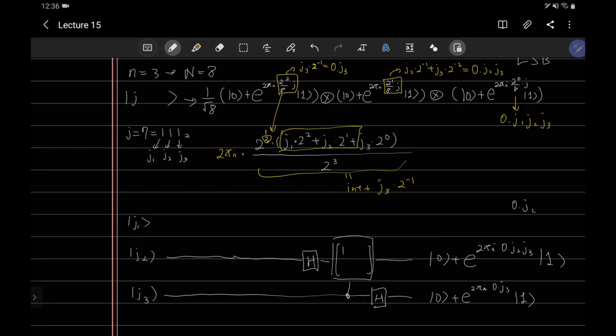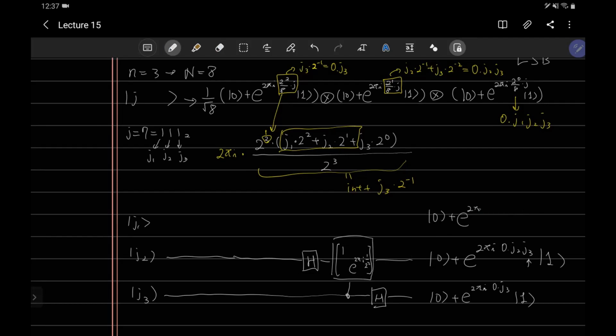phase factor. So what we need to do is add something like 2 pi i, and this digit corresponds to 1/4, or we can say that it is 1/2 to the second. So by having this kind of circuit, we can actually implement this kind of result. And then what about the third one? Well, that is also similar.